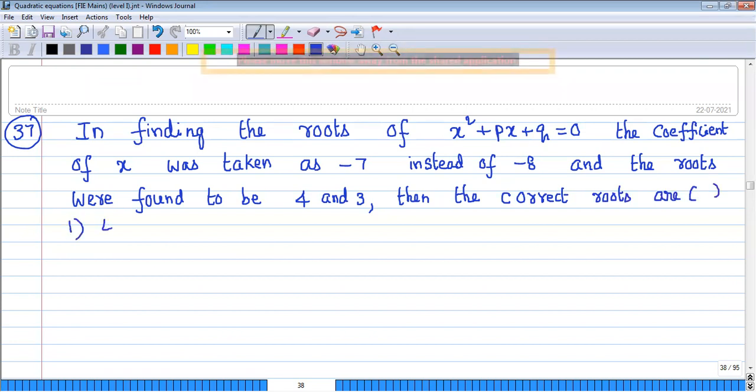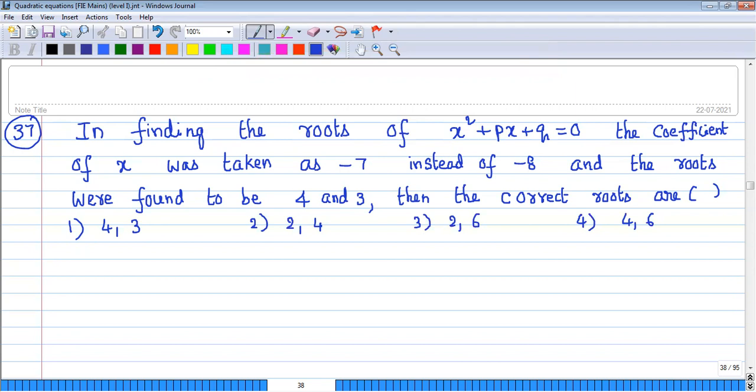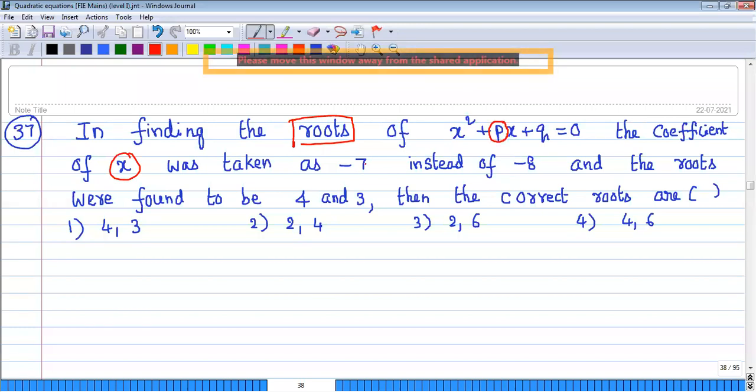First option 4, 3, second one is 2, 4, third one is 2, 6, fourth one is 4, 6. Option 3, 2, 6. Yes, absolutely correct. So in finding the roots of this one, the coefficient of x, that means p value, was taken as -7. This is wrong. It ought to be taken as -8. So p must be equal to -8.